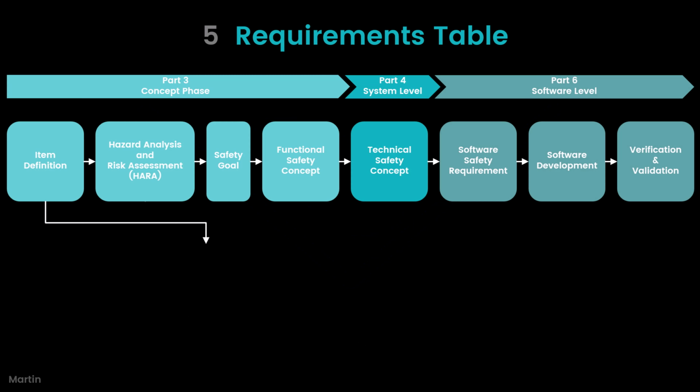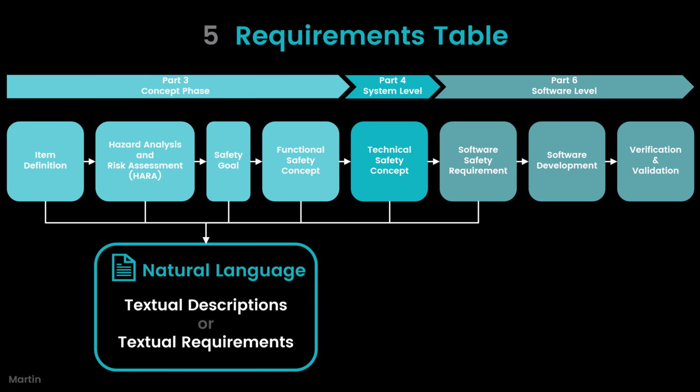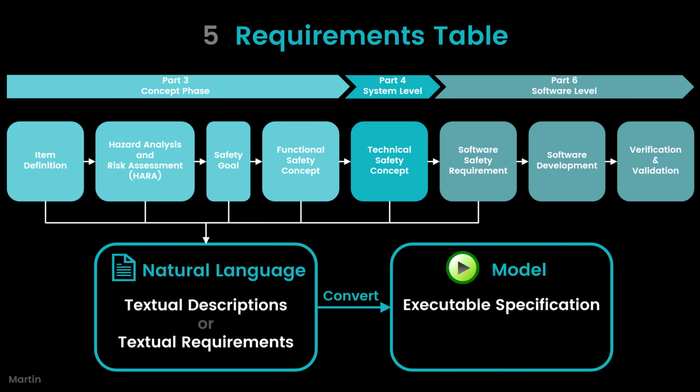In ISO 26262, most artifacts, such as the item definition, HARA, safety concepts, and software requirements, are traditionally written in natural language, which is flexible but often ambiguous and prone to inconsistent interpretation across teams. Executable specifications address this challenge by expressing requirements in a precise, machine-interpretable form that can be validated directly through simulation and analysis.